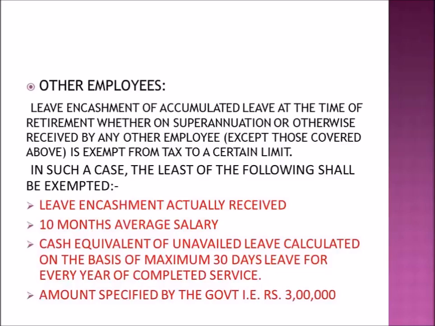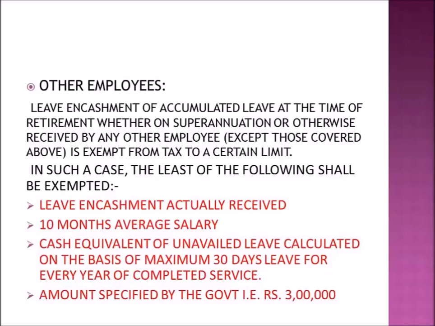So if I am getting that I have not availed more than 30 days leaves in a year, so that will be counted as 30 days only, because the maximum per year leave is 30 days. So 30 days into the number of years of completed service into the cash given for that unavailed leave. That will form this third point. If this is the minimum amount, then that will be exempted.